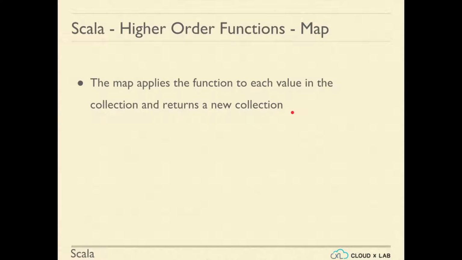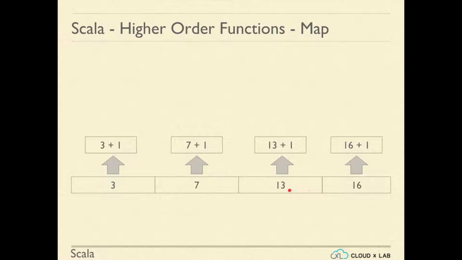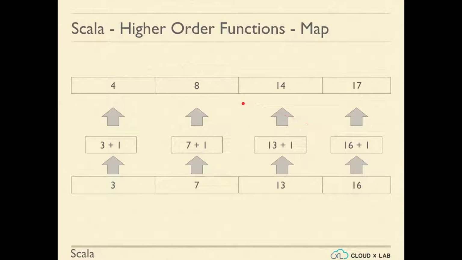Say we have a list of integers 3, 7, 13, and 16, and we want to add one to each value in the list. Using higher order function map, we can map over the list and add one to each value. As displayed on the screen, we have a new list with the values 4, 8, 14, and 17.